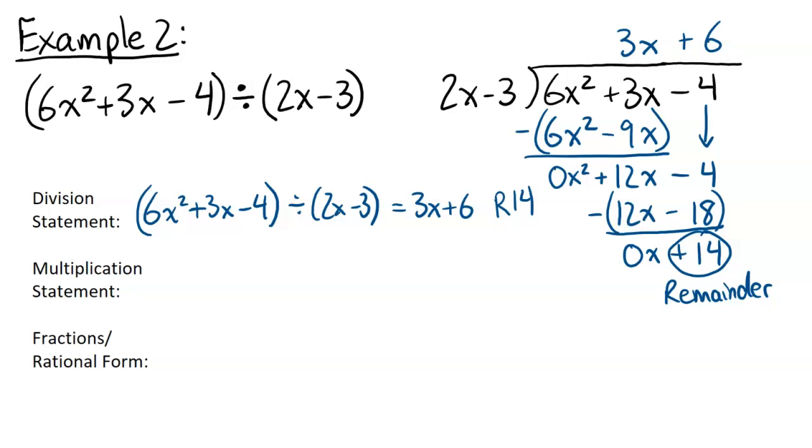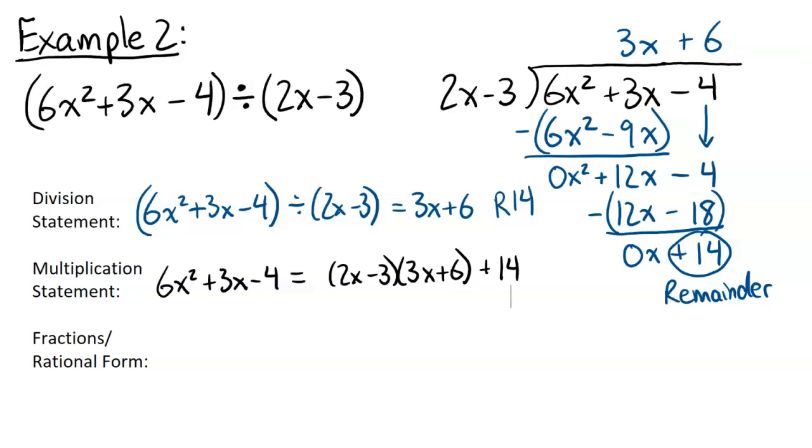The most useful way to write this out generally is a multiplication statement. And so this is how you do that. You go 6x squared plus 3x minus 4 is equal to what things multiplied together to get us that? Well, it was 2x minus 3 times 3x plus 6, plus 14, because that was the remainder that always tacks on to the end.